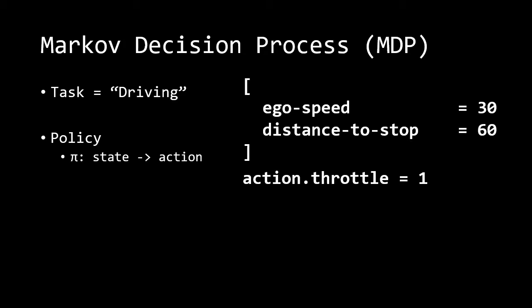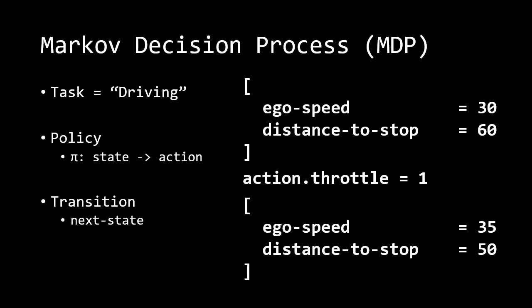What happens? Then a transition happens. And in the transition, you have two elements. The first one is that it takes the agent to the next state. In this case, since you are accelerating, you expect the speed to increase. That is what is happening. So the ego speed goes to 35 km/h. And the second thing is you keep moving forward. As a result, now the distance is only 50 meters. That's the first element of the transition. It takes the agent to a next state.